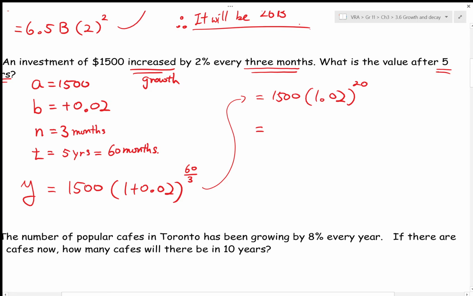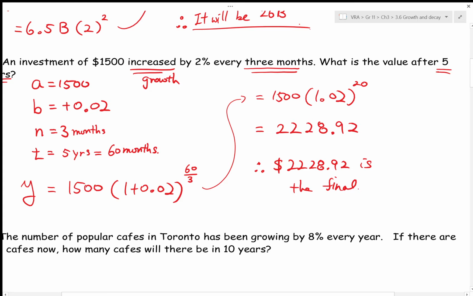Using your calculator, you should be getting a big number in this case. So 1500, I'm putting the numbers in my calculator right now, times 1.02 to the power of 20. That should give you 2228.92. Now, since this is a money problem, you should have therefore, 2228.92 is the final amount, etc.